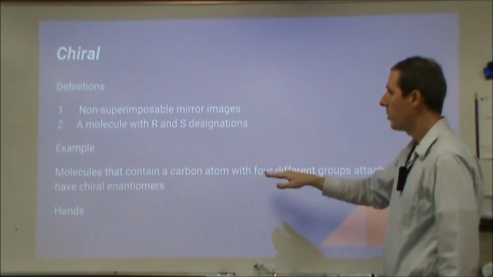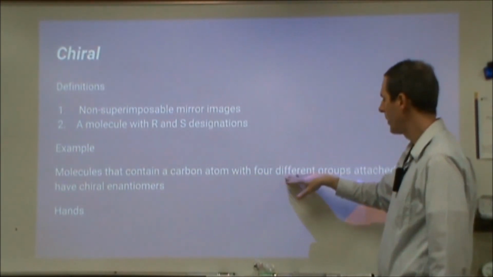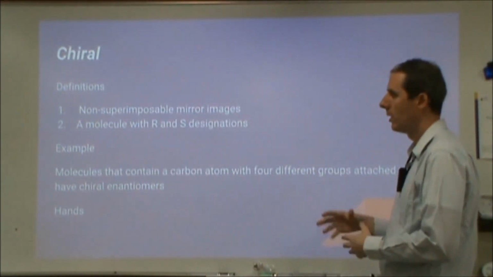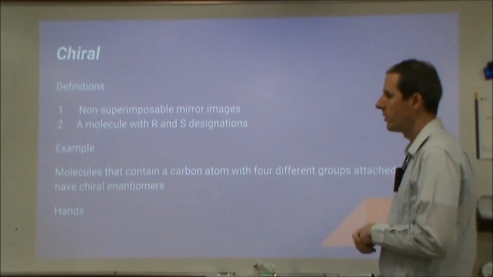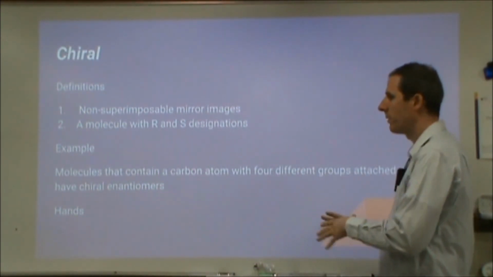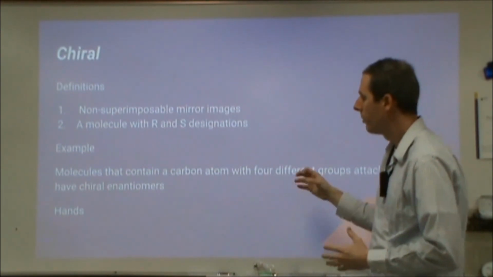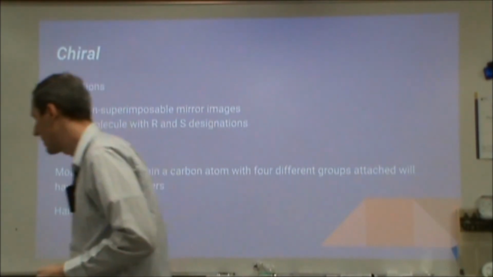Okay? Now, anytime you have a molecule that has a carbon with 4 different groups attached to it, that will be chiral. Okay? So if you have multiples of those, that can get a little complicated. But if you have a single carbon with 4 different things attached, that will be chiral.